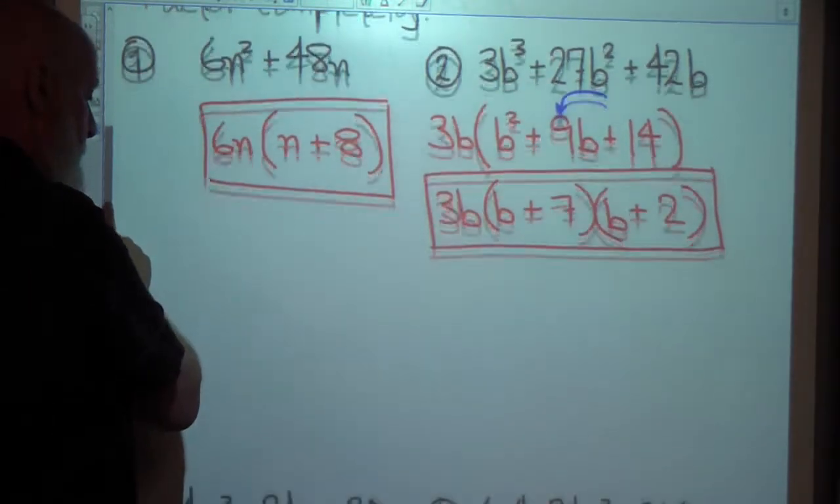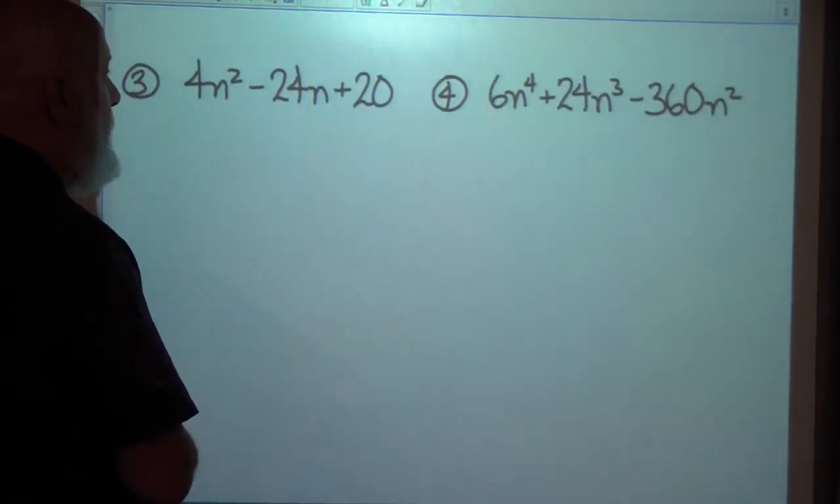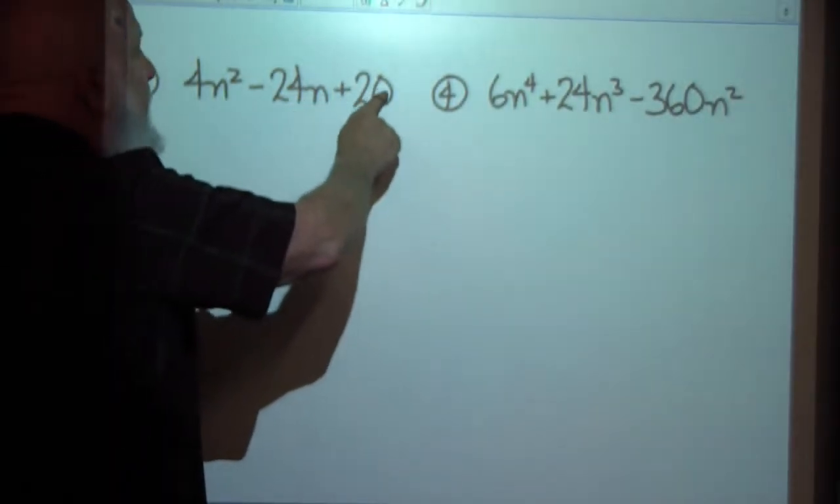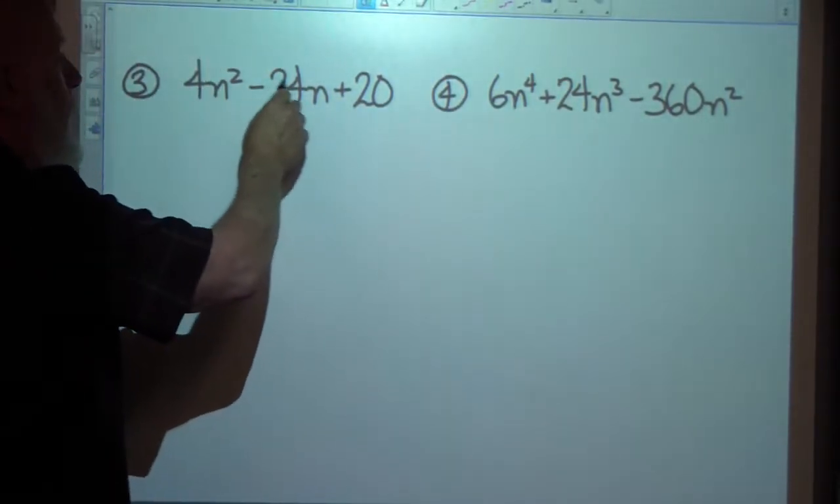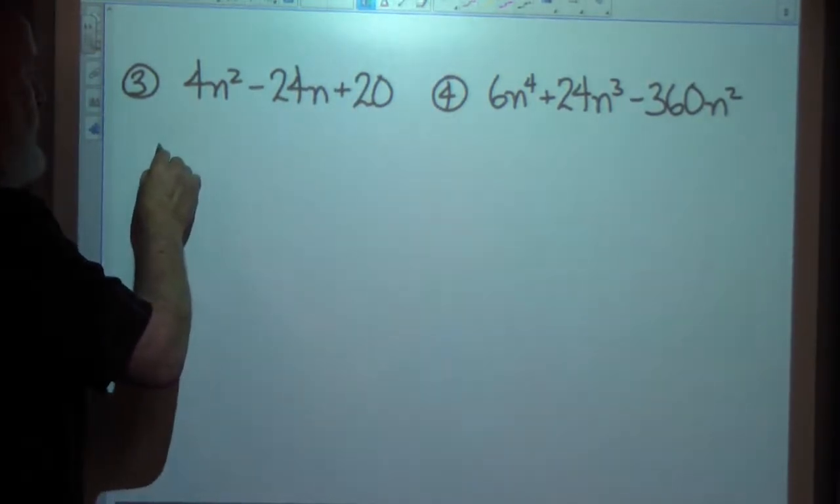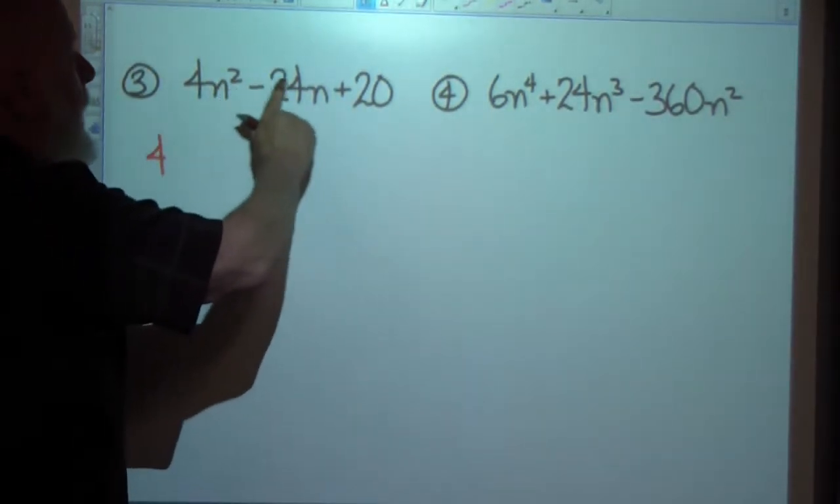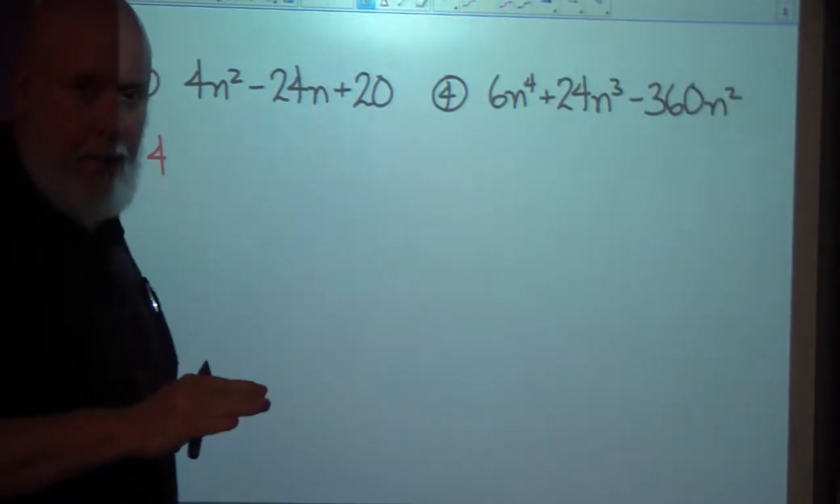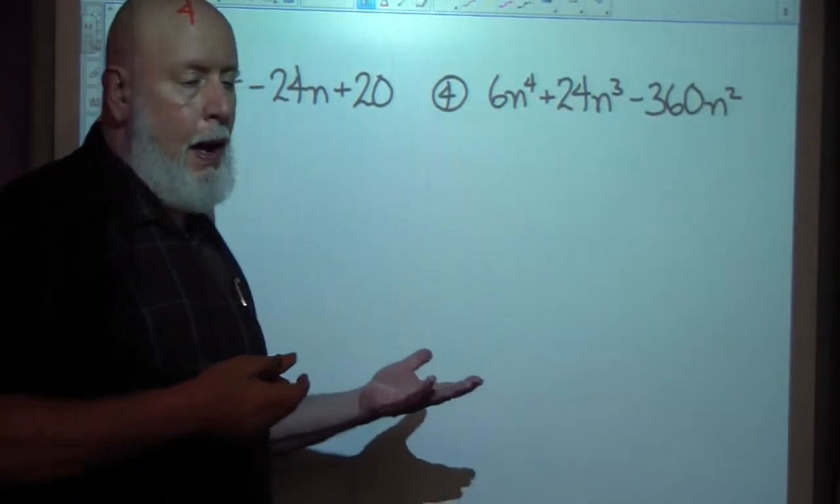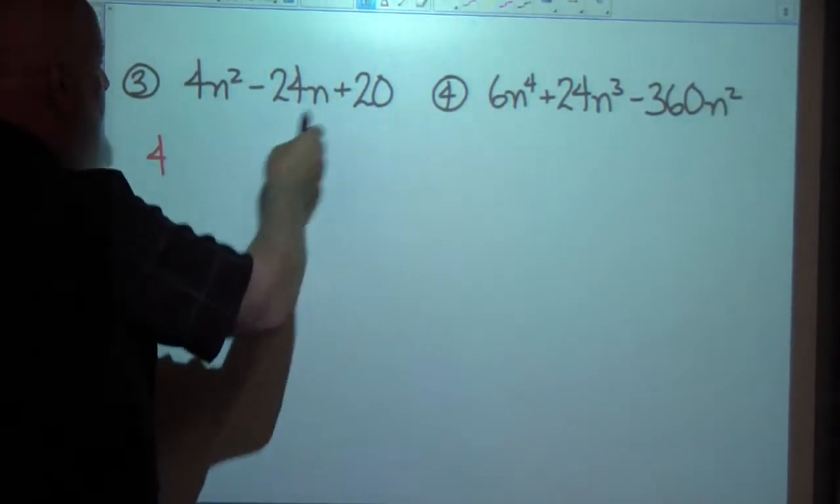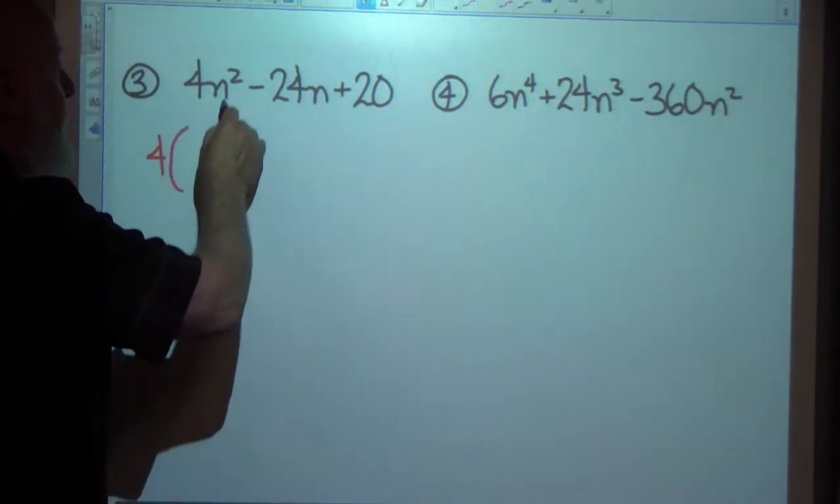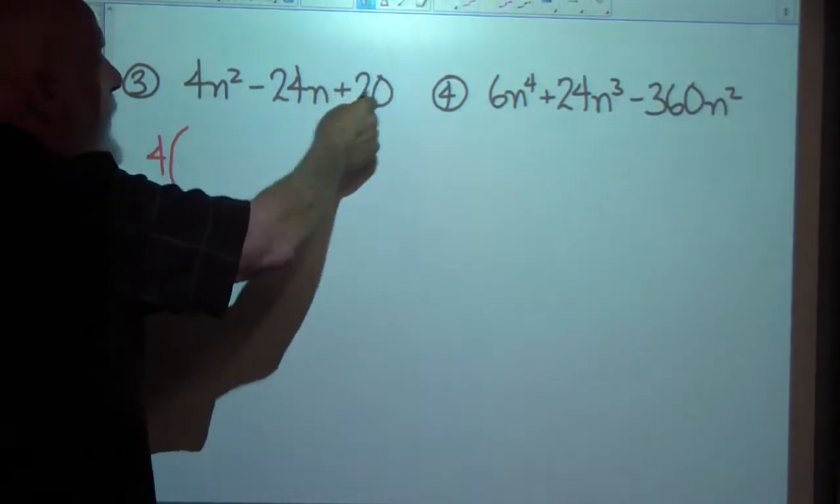Let's take a look at another one. We've got 2 more. I look at this one. I see that these will all divide by 4. So I'll write that down. And they don't all have an n in them. So the only common factor that they have is the 4. They don't all have n. So I'm going to write a 4, open up a parenthesis, and divide each term by 4 in my head.